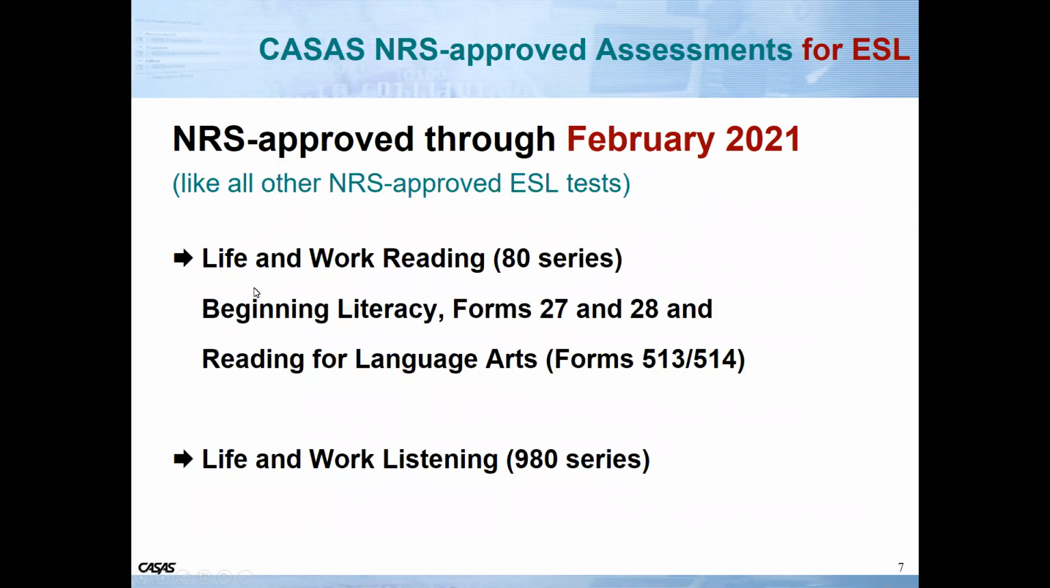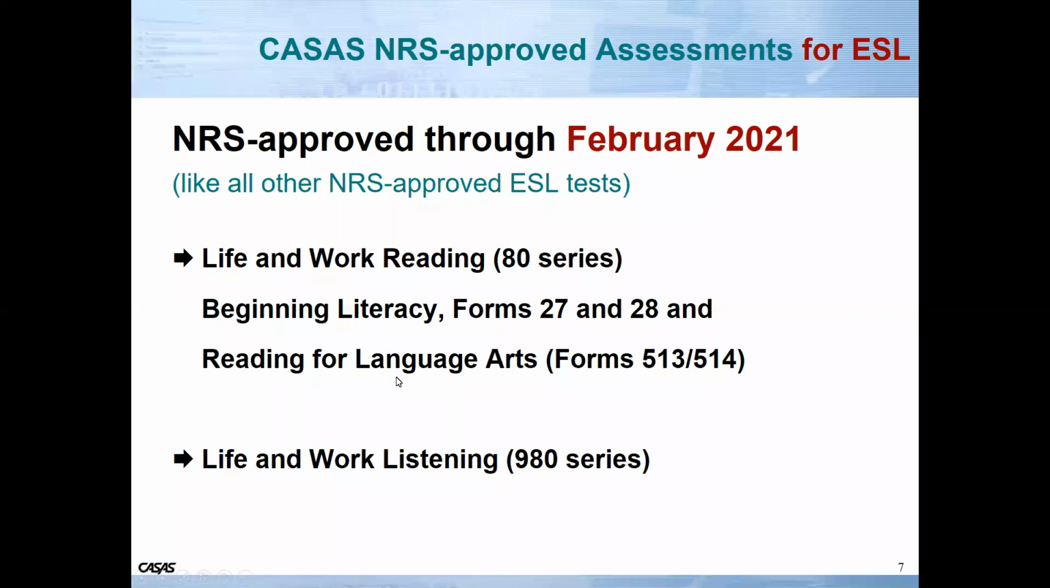So for reading, we have 3 different possibilities. The Life and Work Reading in the 80 series covers all levels, beginning to advanced, up to high school level. Well, advanced ESL, I should say. And the very low literacy is called Beginning Literacy, and there are 2 alternate forms of that, 27, 28. And then, some of you may not be aware that we have another approved set of alternate forms, the 513 and 514, in our secondary series that are called Reading for Language Arts. So during these next couple years, if you would like to have a more academic assessment than you see in the Life and Work Reading, you could try out the Reading for Language Arts.